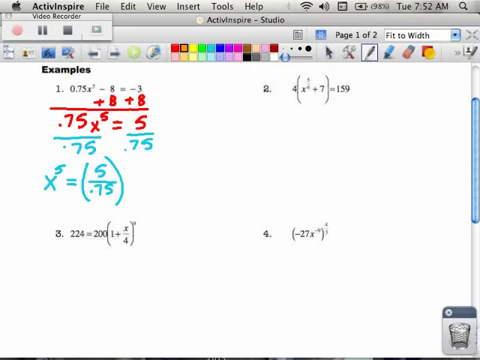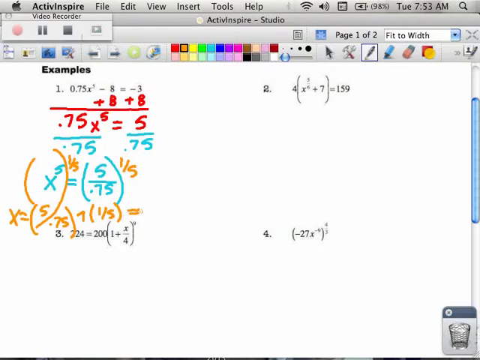So I raise this thing on the left side to the 1/5 power, but whatever I do to the left side of the equation, I must also do to the right. And the way that you type it in your calculator is that x will be equal to whatever we had in those parentheses, which was the 5 over the 0.75, and then you raise it to the 1/5 power. And you'll end up with your answer. And it's going to be some kind of decimal representation.